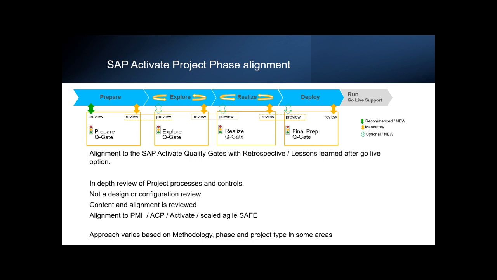As we stated before, this is an in-depth review of your project processes and controls. It is not a design or configuration review. We utilize the content and artifacts you provide to us, along with the interview sessions, to come up with our detailed findings and analysis. We align to the PMI, ACP, Activate, and Scaled Agile SAFe methodologies. The approach can vary a bit based on your methodology, the project phase you're in, and your project type.